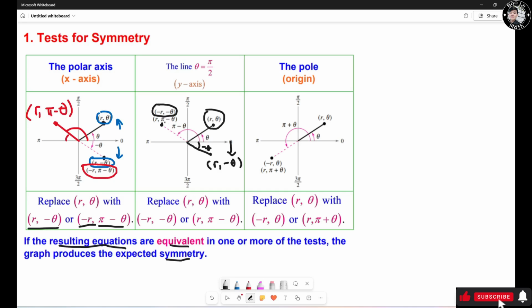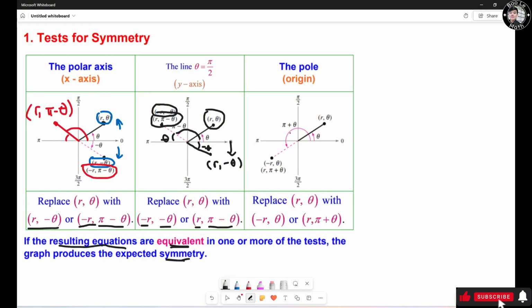Now, we need to take the opposite way of this one in order for this point to be symmetric about the y-axis, so we need to change the sign of the radius. That's why we have this one. Now, we have the same point. It's going to be positive radius, but the angle right here is pi minus theta, because theta is going to be right here. So pi minus theta equals this angle right here. Now we need to replace the coordinate of the original point (r, theta) with (negative r, negative theta) or (r, pi minus theta). If the resulting equations are equivalent, then we have the symmetry.